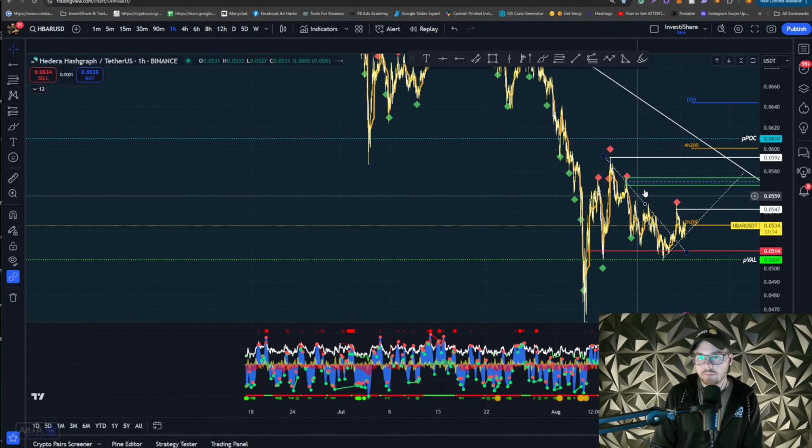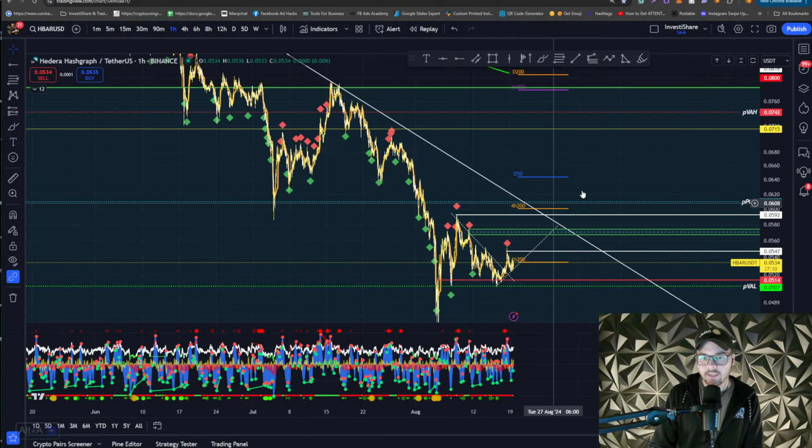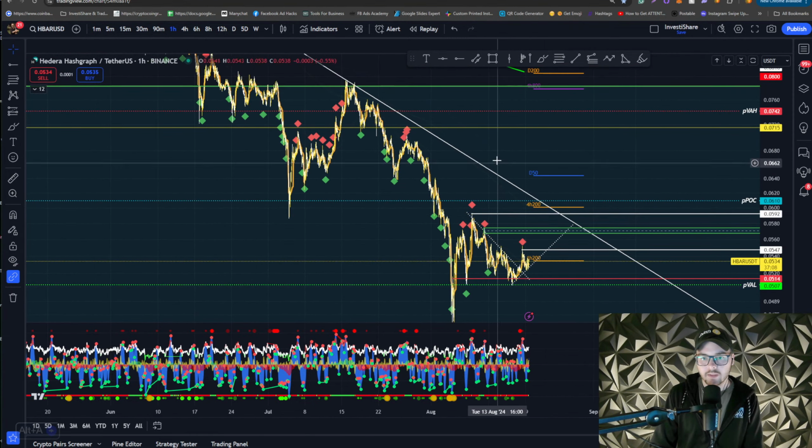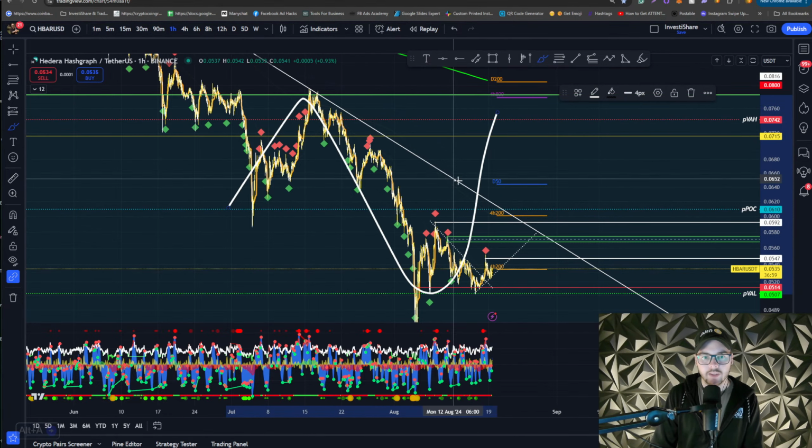That's pretty much it for HBAR. I would love to see this thing continue off and break this level and this downtrending momentum as well, and maybe we'll get back up to this previous value area high and respect this range the same way we did last time we were in this area.